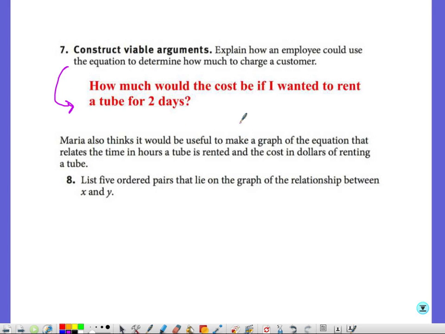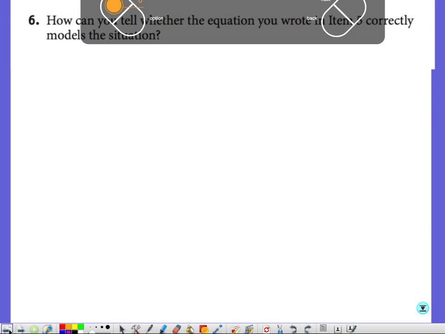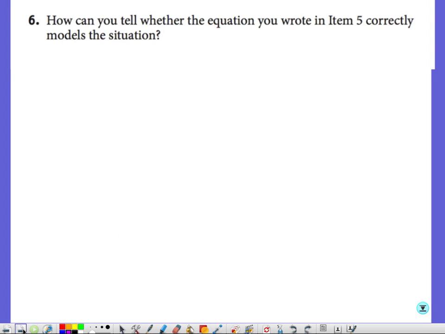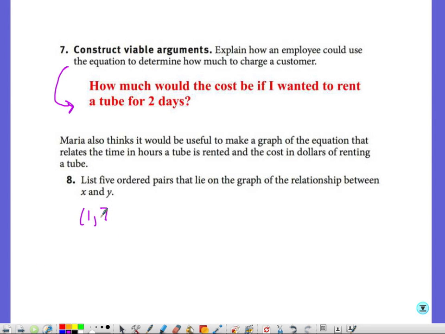Continuing on, Maria also thinks that it will be useful to make a graph of the equation that relates the time in hours a tube is rented and the cost in dollars of renting a tube. List 5 ordered pairs that lie on the graph of the relationship between x and y. Again, the ordered pairs come directly from the table, so the ordered pairs that we had are 1, 7; 2, 9; 3, 11; 4, 13; and 5, 15.